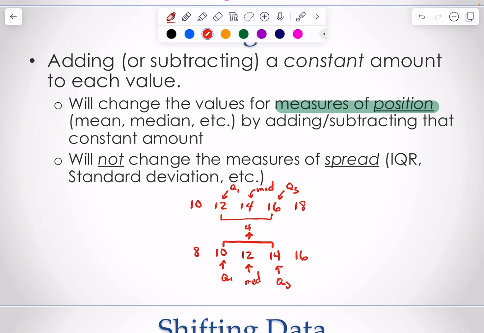So my positional measures will change, but as far as my measures of spread, they will not change in any way, shape, or form. So subtracting 2, adding 10, whatever the case may be, positionally will change everything, but spreads will remain constant. So IQR, standard deviation, remain unaffected.